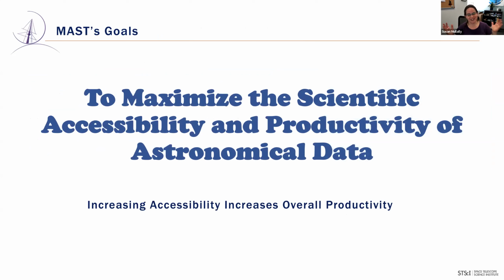So all of this is to say that what we do here at MAST is maximize the scientific accessibility and productivity of astronomical data. We find that as we improve accessibility, we actually increase its productivity and we get more and more science papers out. And one thing we have noticed is that people who have fewer resources are more likely to do research with archival data. It's an easy place to come in and start doing astronomical research.